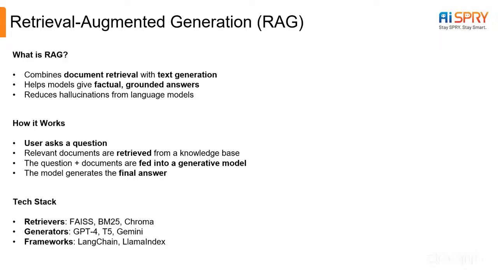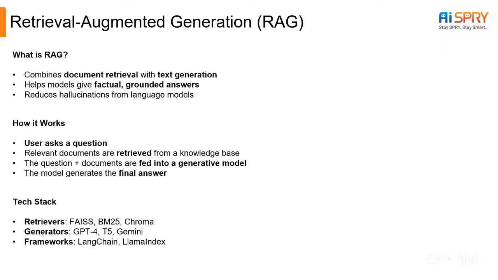So how does RAG work? If the user asks a question, the relevant documents are retrieved from the knowledge base. Then the question plus documents are fed into the generative models. What are the generative models here? They are our LLM models, like GPT, Gemini, or Llama. The model then generates the final answer. So this is how RAG works.